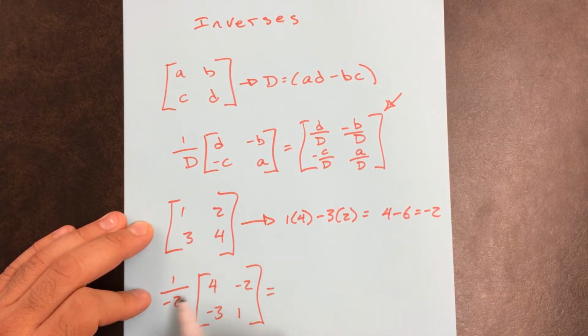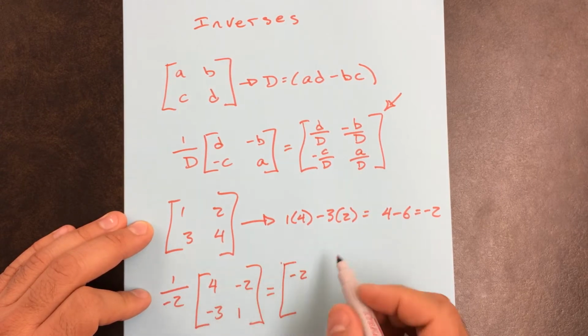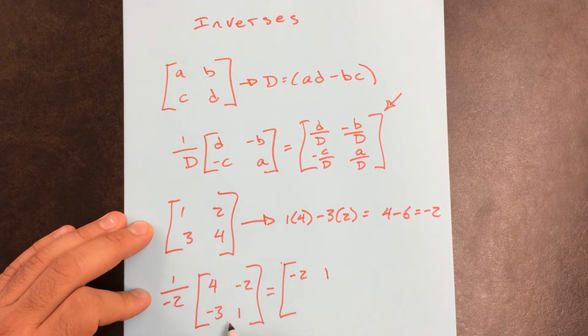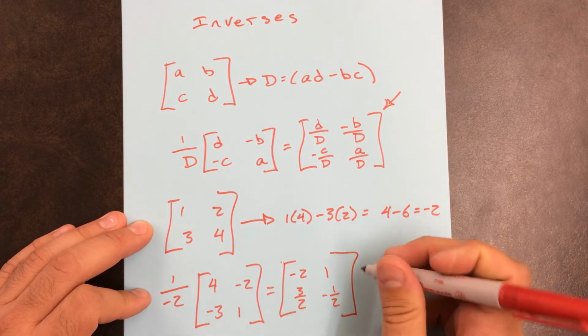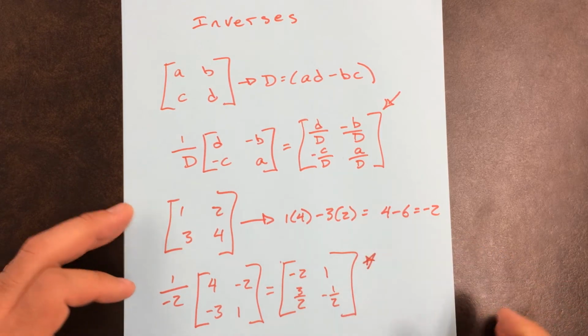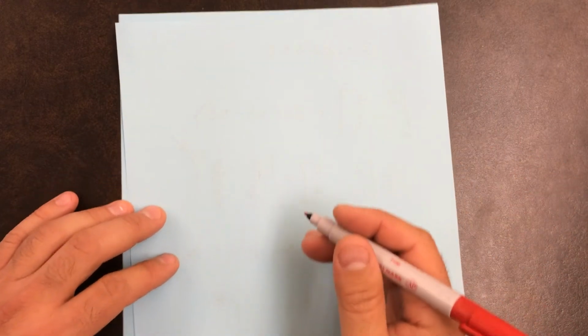Then I'm going to distribute this negative 1/2 to everything in here. So negative 1/2 times 4 is negative 2. Negative 1/2 times negative 2 is 1. Negative 1/2 times negative 3 is 3 over 2. And negative 1/2 times 1 is negative 1/2. And this is the inverse. That's all that you're doing. I'll do a couple more examples just to reiterate the fact.